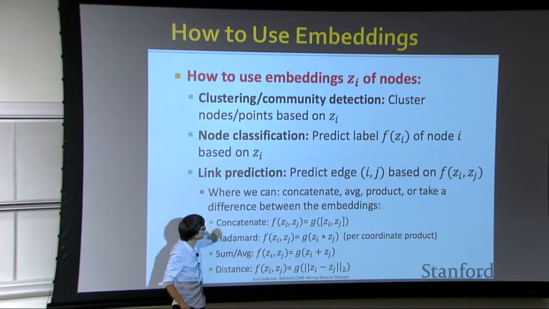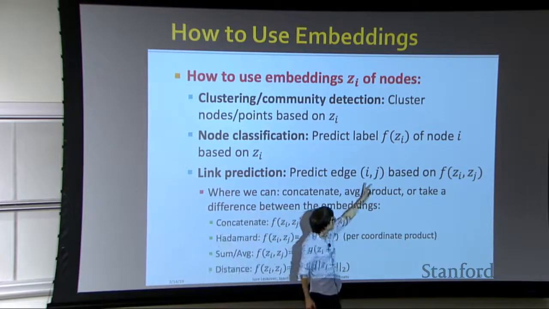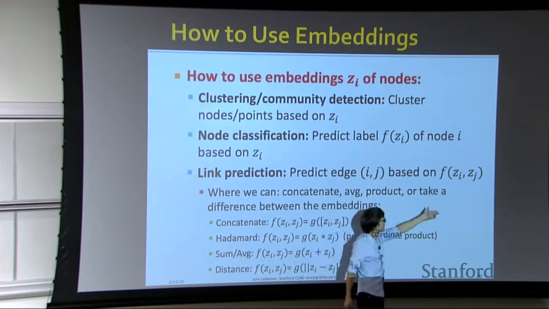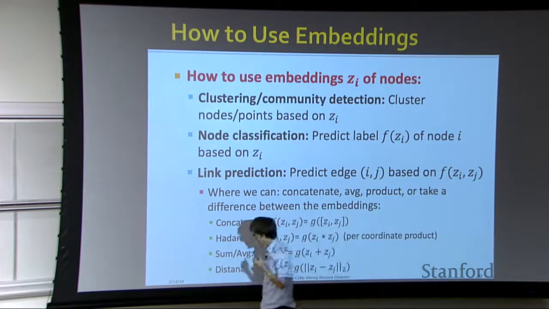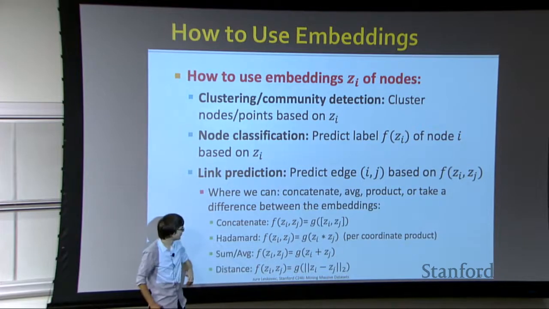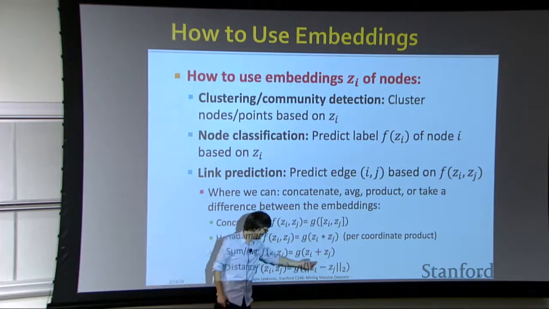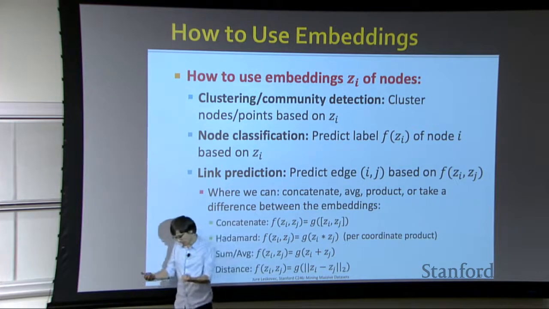If you want to do link prediction, you would say, I will predict an edge between i and j based on some function of the coordinates of nodes i and j. And one simple way to do this would be to say, I will measure some notion of distance, for example, the distance between the two embeddings.